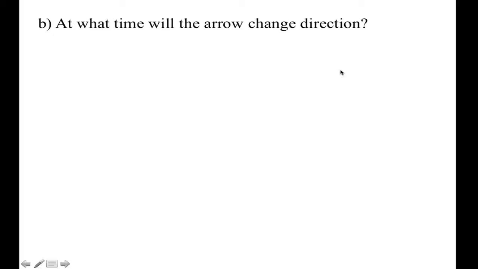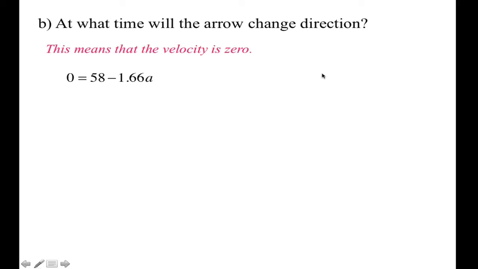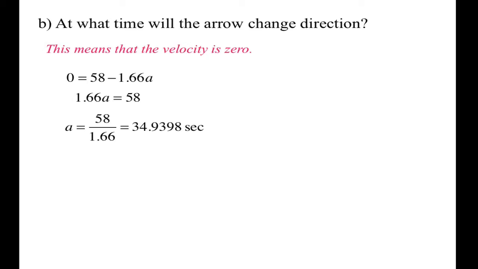So now, using the fact that we have our velocity function, at what time will the arrow change direction? Well, this means that the velocity is 0, because when you shoot the arrow up, it's going to have to come back down, and it changes direction right when the velocity is 0. So that means I'm going to take my velocity function, set it equal to 0, solve for a. So I get that the velocity will be 0 at 34.9398 seconds.